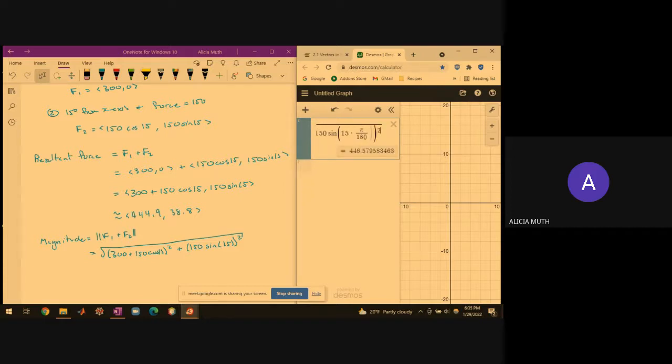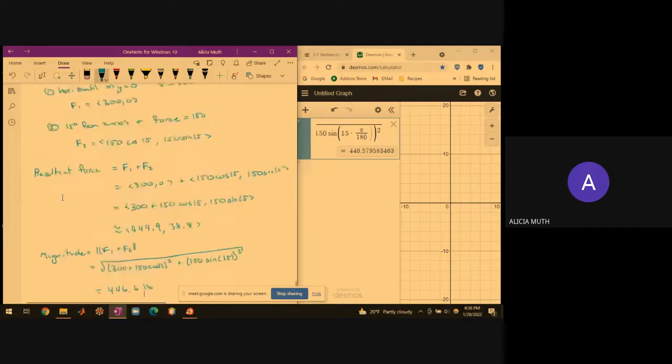All right, so we're getting a resultant magnitude of 446.6 pounds. And I suppose that this makes sense, right? Because it's just a little bit more. We know that most of the force is being done in the x direction. So it makes sense that the x direction has the greatest impact, and we're just getting something that's a little bit more than that.